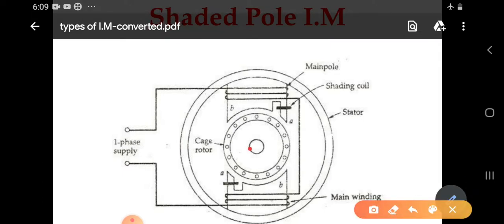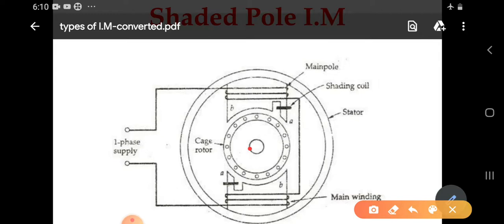A small portion of flux links with the shaded coil of the motor. Because it is short circuited, due to the variation in flux, a voltage is induced inside the ring, because of which a circulating current is induced in it. Two pole shaded motors are also used and four pole shaded motors are also used. So let us discuss that. The circulating current develops a flux in the ring which opposes the main flux of the motor.